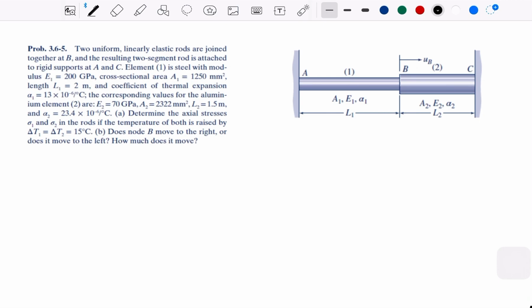And the first question is asking for the axial stresses if there is some delta temperature, if you increase the temperature. It is also asking where node B will be moved. Is it going to the left or going to the right? B is here in the middle. So to know which way it goes, we need to look at the calculation on each material, 1 and 2. Okay, so try first.